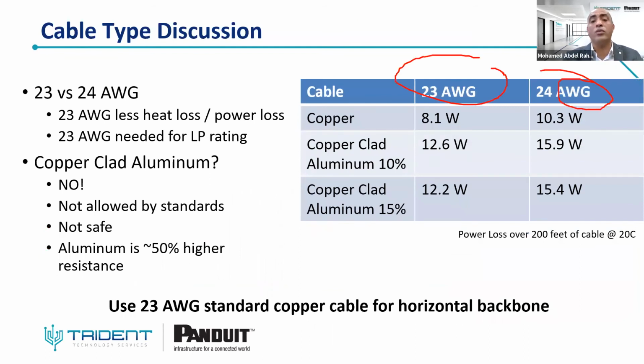One of the main recommendations when you are going to use higher PoE is to use 23 AWG. It has lower power loss, as you can see here, so 23 will be optimum. The second one: don't go to cheap cable like copper clad aluminum or copper clad steel. It is available now in the market, but this cable is not standard cable. It has a higher resistance, which means higher heat generated. The cable is not safe to be used.